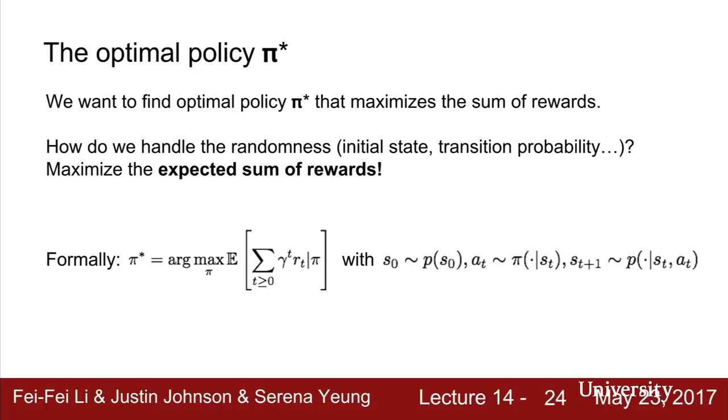Well, so what we'll do is we'll work then with maximizing our expected sum of the rewards. So formally, we can write our optimal policy pi star as maximizing this expected sum of future rewards over policies pi, where we have our initial state sampled from our state distribution, we have our actions sampled from our policy given the state, and then we have our next states sampled from our transition probability distributions.